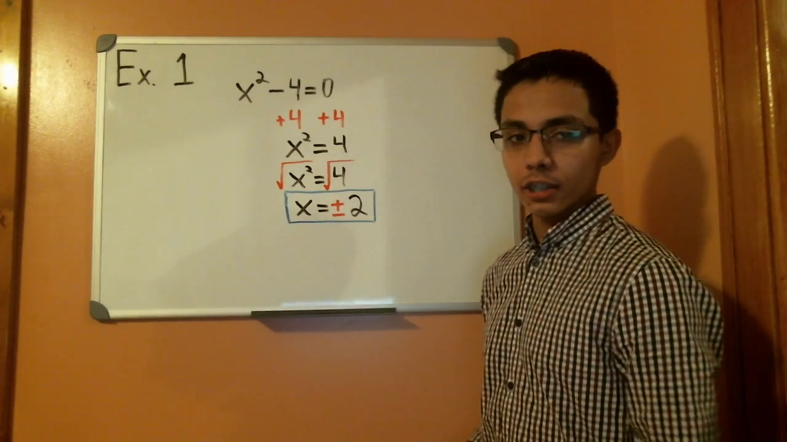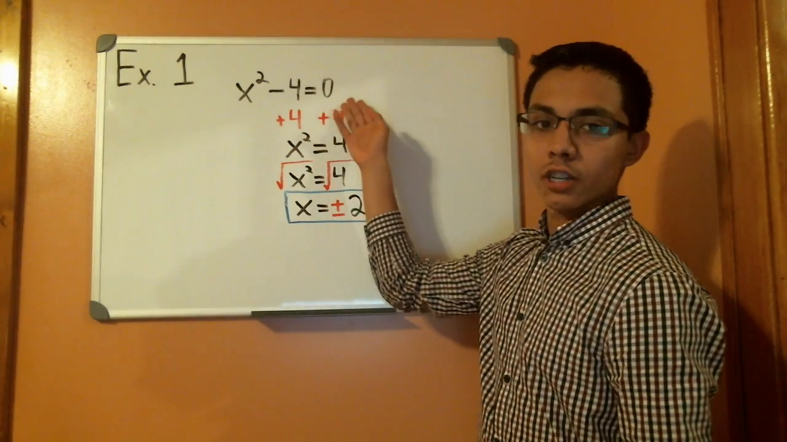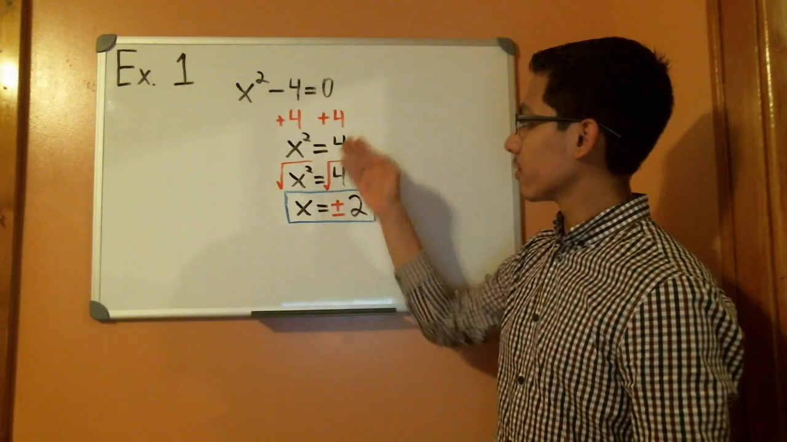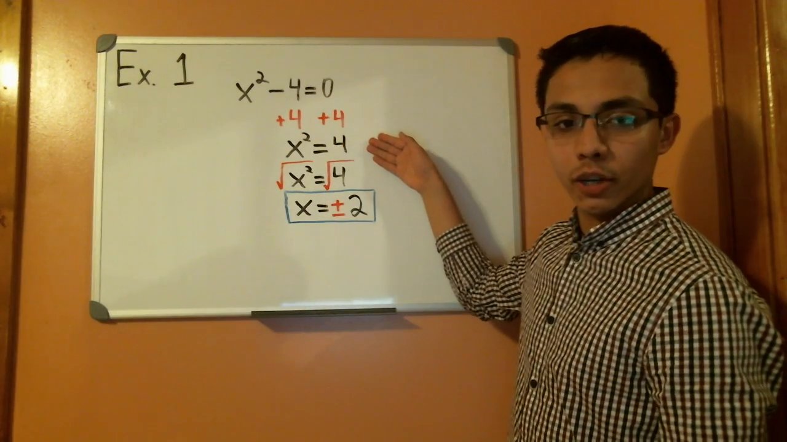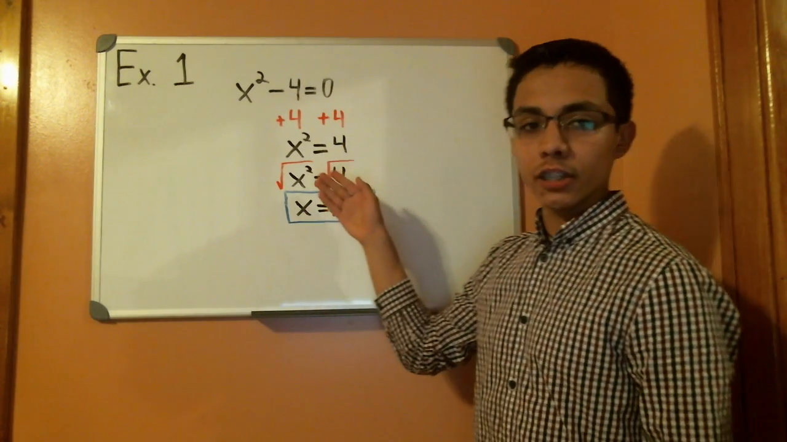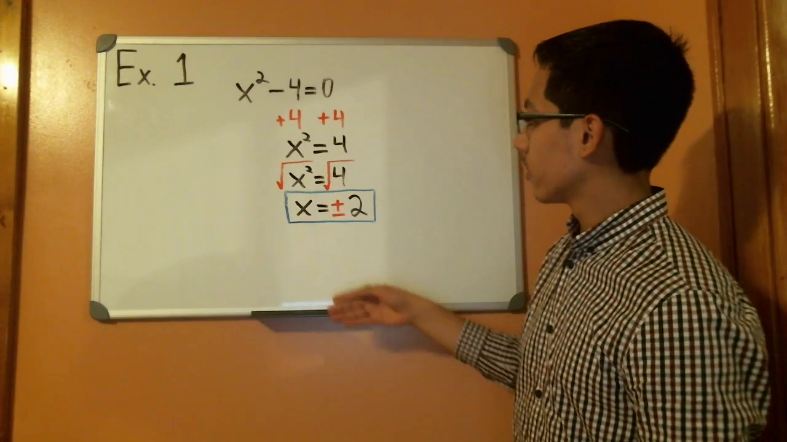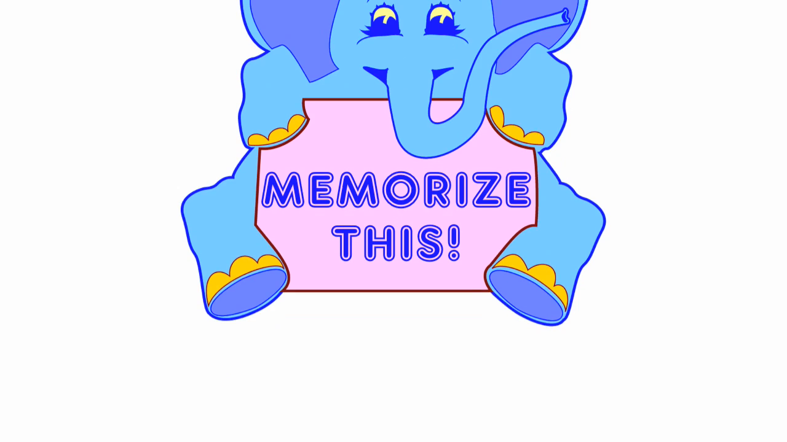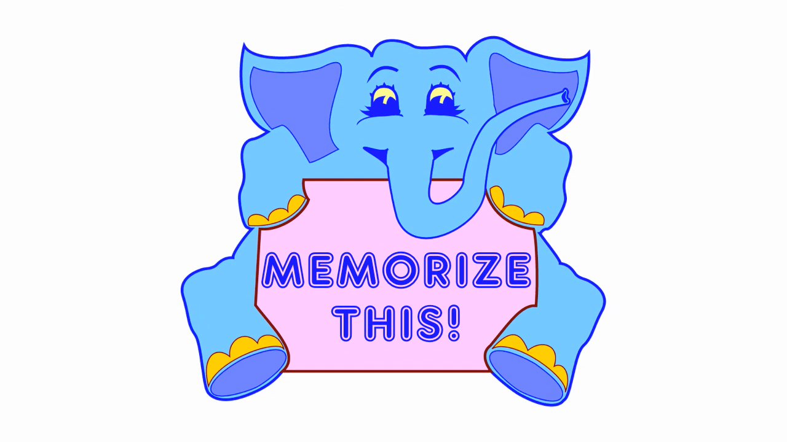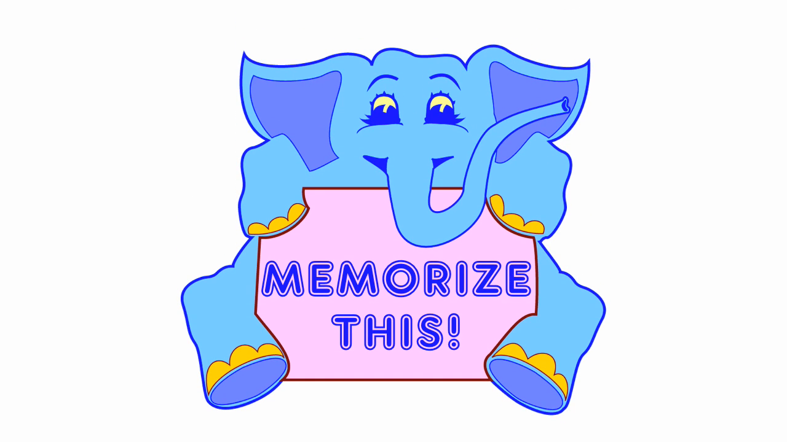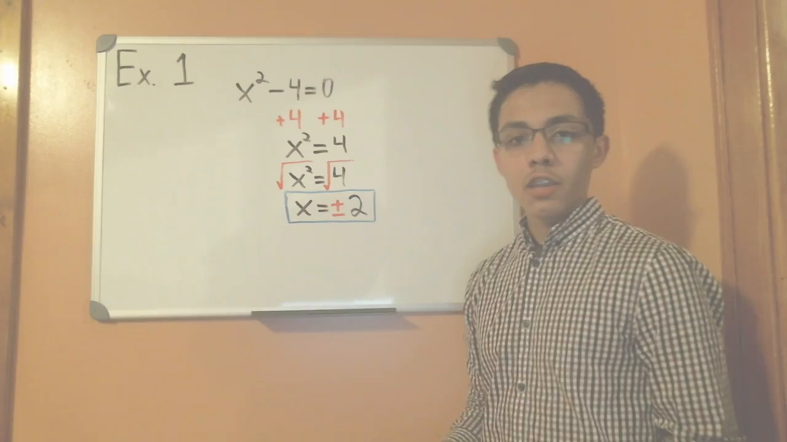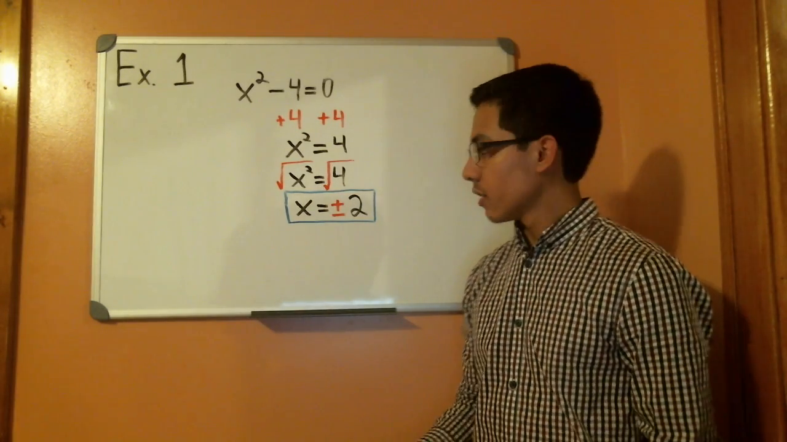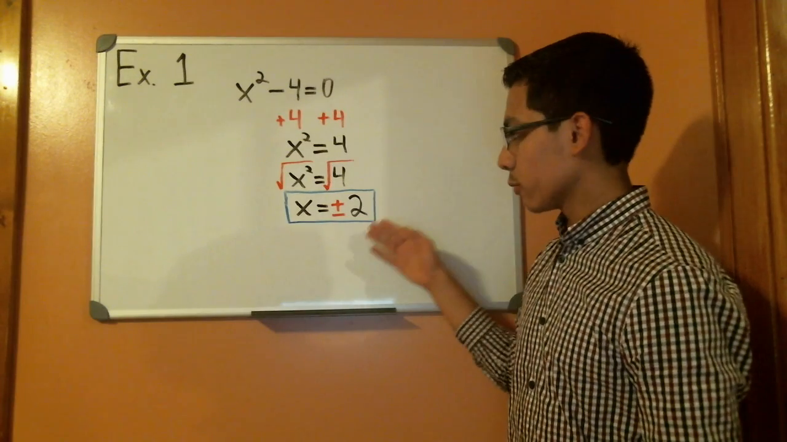Example 1. Now let's start with x squared minus 4 equals 0. To isolate the variable, you want to add 4 to both sides. You should get x squared equals 4. Now let's apply the square root to get rid of the square. So then you should get x equals, but wait. Whenever you apply the square root, you always want to add plus or minus. Your solution should then be x equals plus or minus 2.